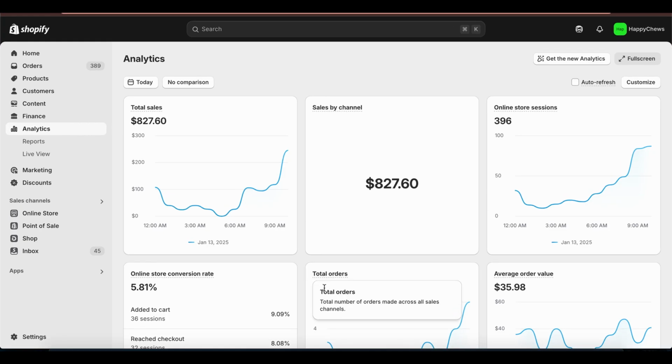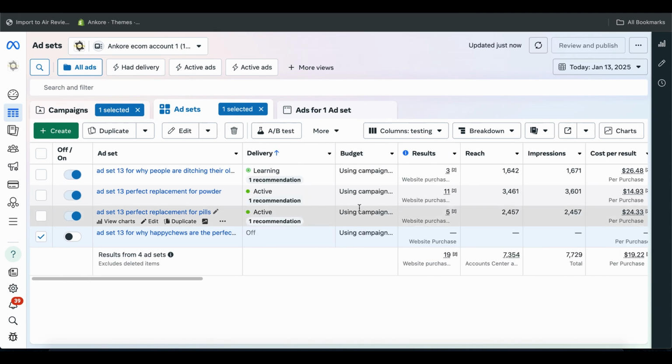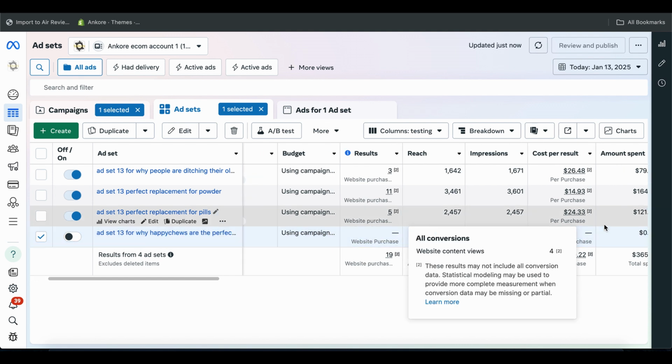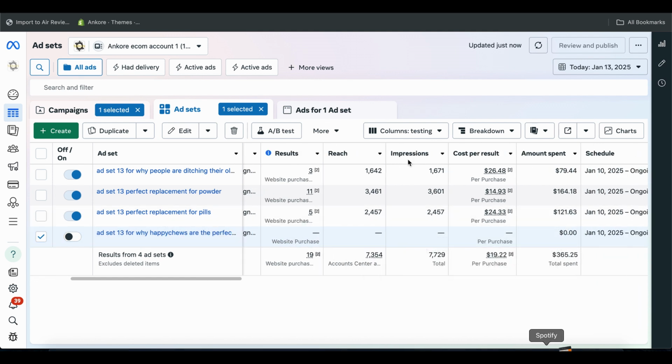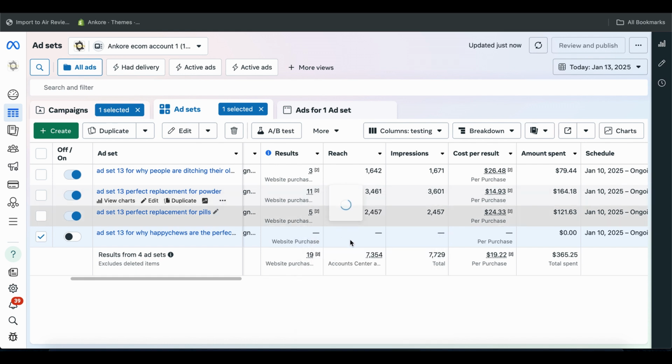So again, 23 is our total orders. I bet it's not up to date. Yeah, it's not up to date. So the way we do this is, let me show you. 365.25, which is how much we've spent, divided by 23 equals 15.88.